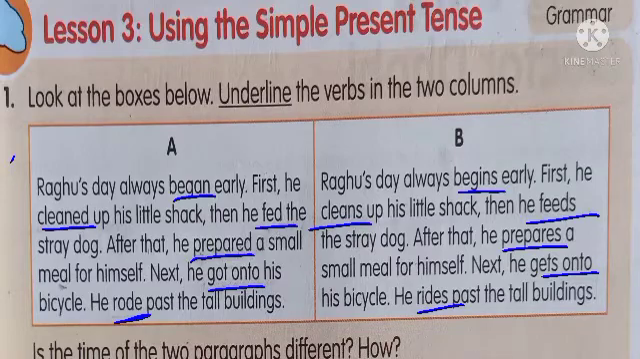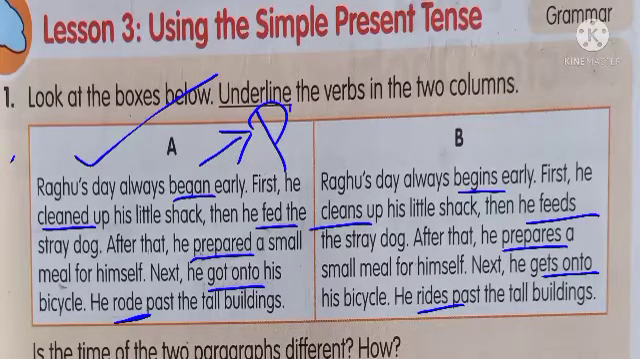How is the time of the two paragraphs different? Yes, I will tell you. Yes, the time of the two paragraphs is different here. In the first column, the time has been given all in past form. It is given all in what? Past form, right, children? Yes, you have noticed it, I guess.